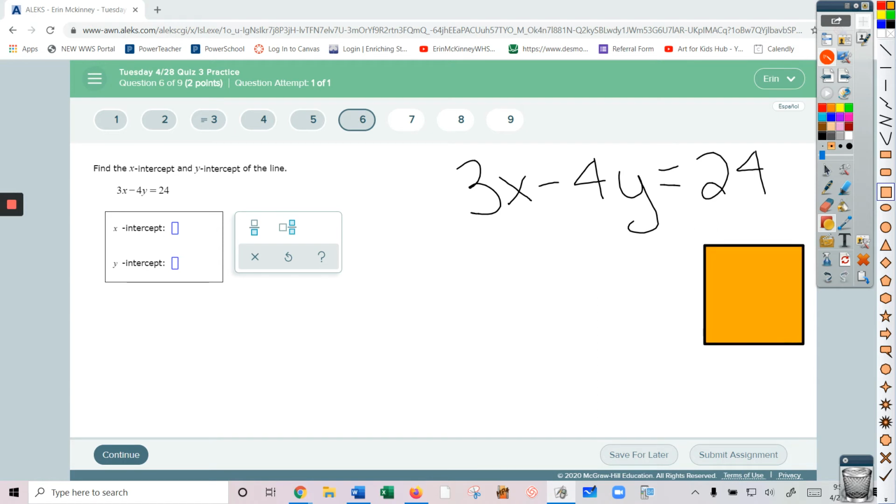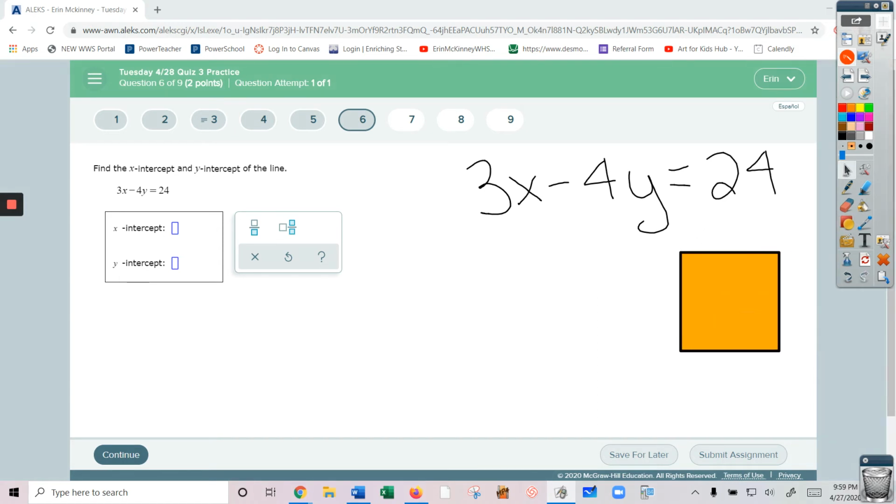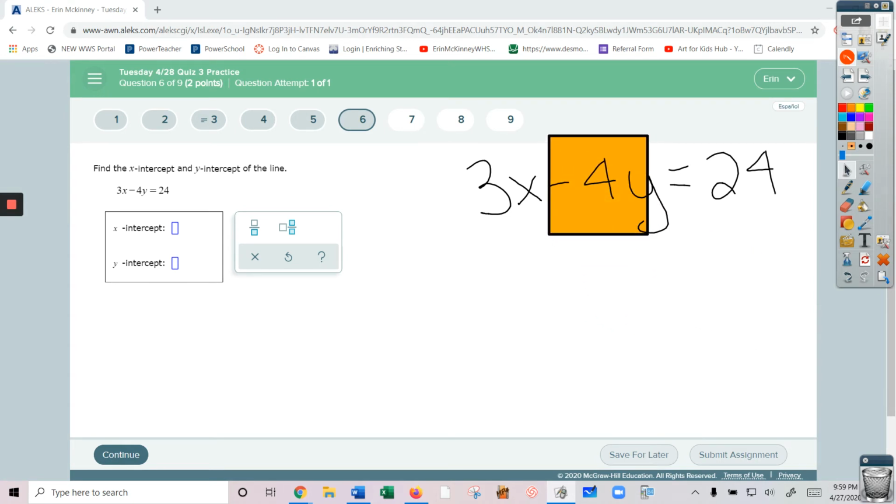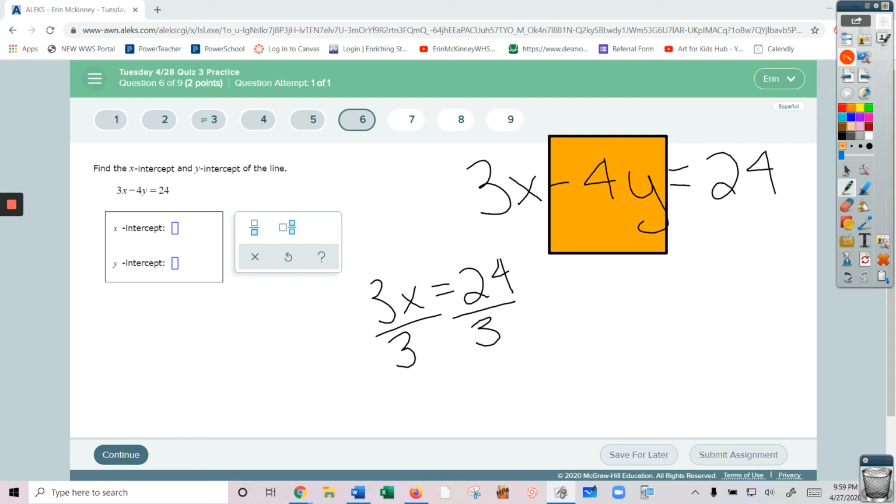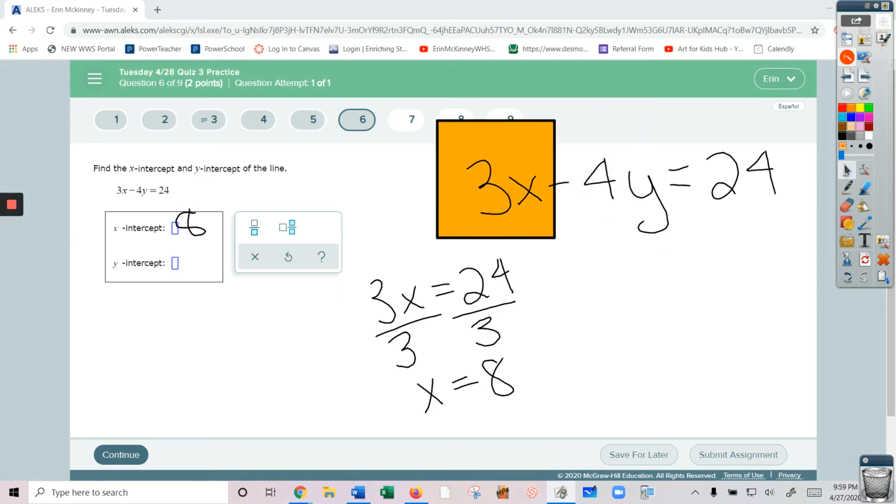So this isn't going to perfectly cover it up, but it will at least visually give us the idea of what we're talking about. So if we want to find the x-intercept, all of this stuff that's now in orange, we are going to ignore. The only thing that we're going to look at is the 3x equals 24. And that's something that we know how to solve, and we get x equals 8. So this tells us that our x-intercept is going to be 8.